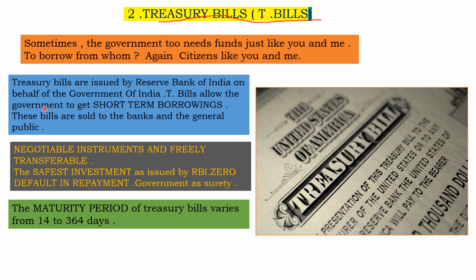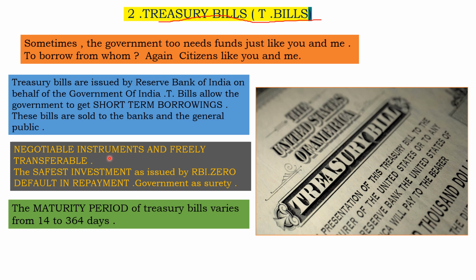Treasury bills allow the government to get short-term borrowings. Again, because it is an instrument of money market, it has to be short-term borrowing, like all the instruments discussed today. These bills are sold to the banks and to the general public. The banks can also purchase them, and of course, we people can also purchase the treasury bills. Clear?